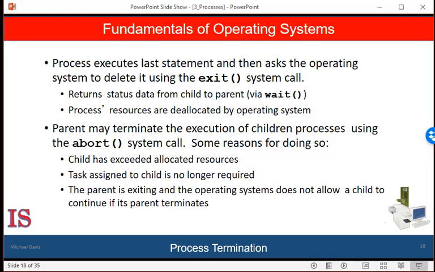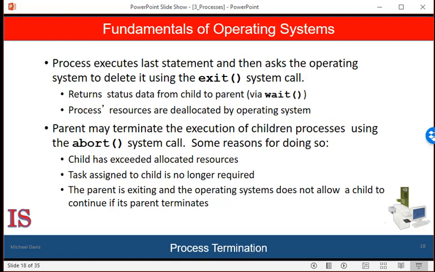A process terminates when it finishes executing its final statement and asks the operating system to delete it by using the exit system call. At this point, the process may return a status value, typically an integer, to its waiting parent process via the wait system call. All of the resources of the process, including physical and virtual memory, open files, and input-output buffers, are deallocated and reclaimed by the operating system. You recall the operating system's responsibilities to allocate, monitor, and deallocate. So in this case, it's deallocating.